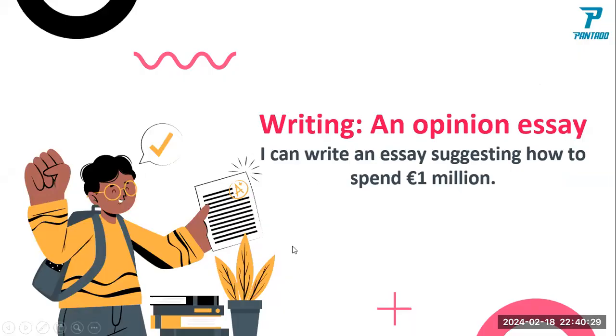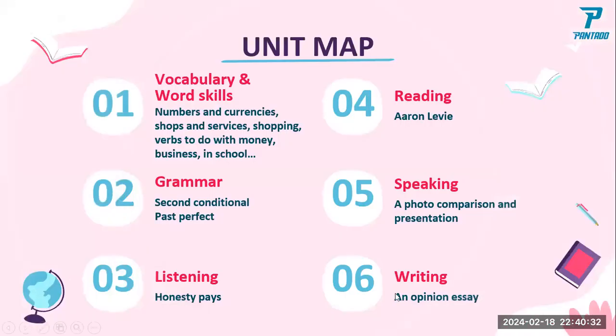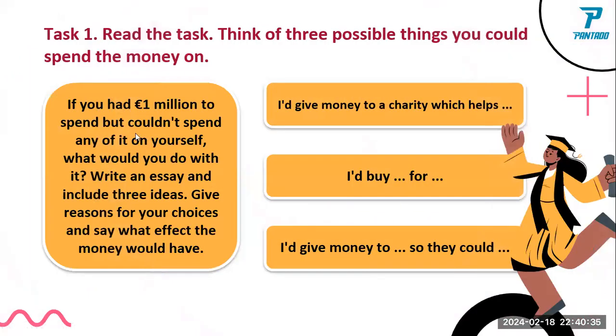Okay, let us have 7F now. Okay, Lihn, you read the task. Think of 3 possible things you can spend the money on. If you had 1 million pounds to spend, but you couldn't spend any of it on yourself, what would you do with it? Write an essay and include 3 ideas. Give reasons for your choices and say what effect the money would have. Okay, just make a short essay.